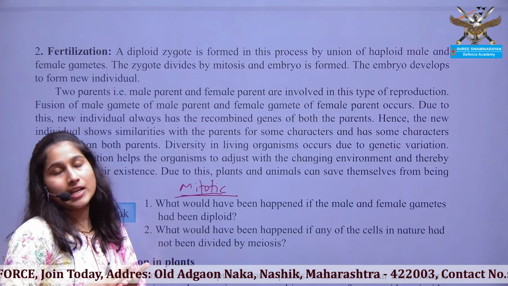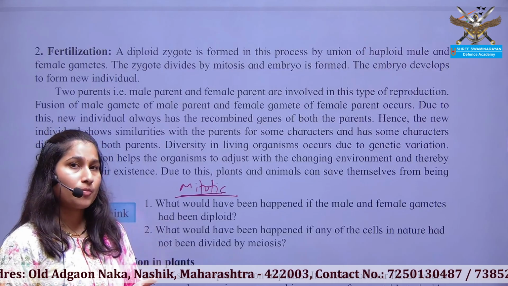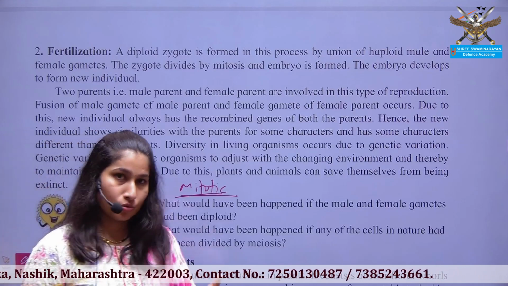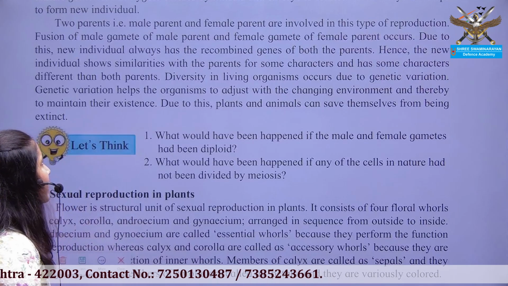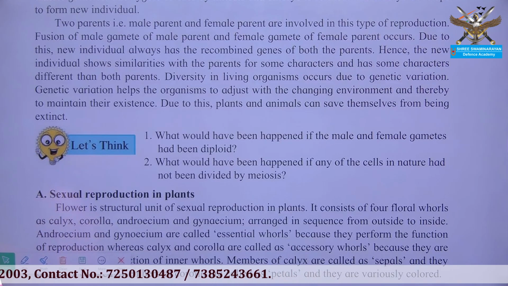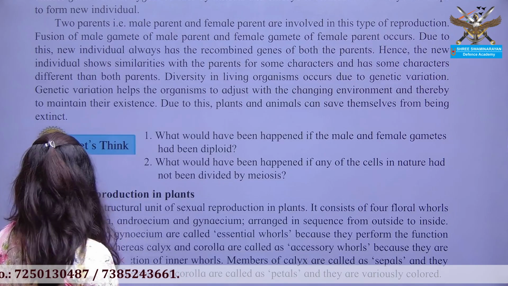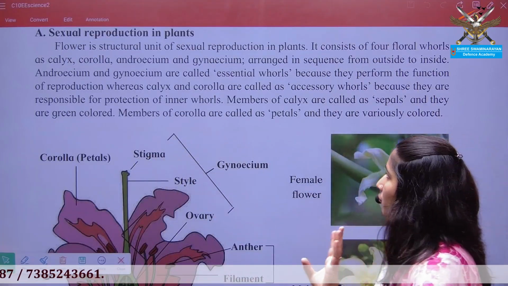It is not a Xerox copy of mother or father. It has some characters of mother and some characters of father, and of its own too. So diversity in organisms occurs due to genetic variation, and these variations are because of the recombination seen during the meiotic division.